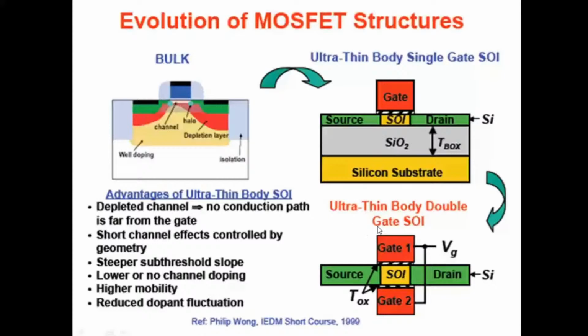Another solution is to have gate 2. You can see here, the same structure is there. SiO2 and silicon substrate is removed and gate 2 is added here. This tends to improve the control of the gate on the channel. Now, it's easy to say that we will add the second gate. The question is, how do I do it in a bulk manufacturing process?